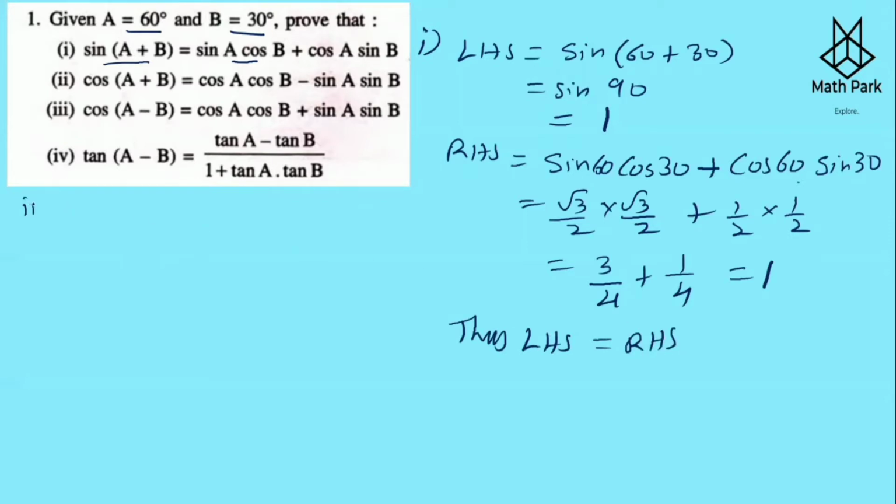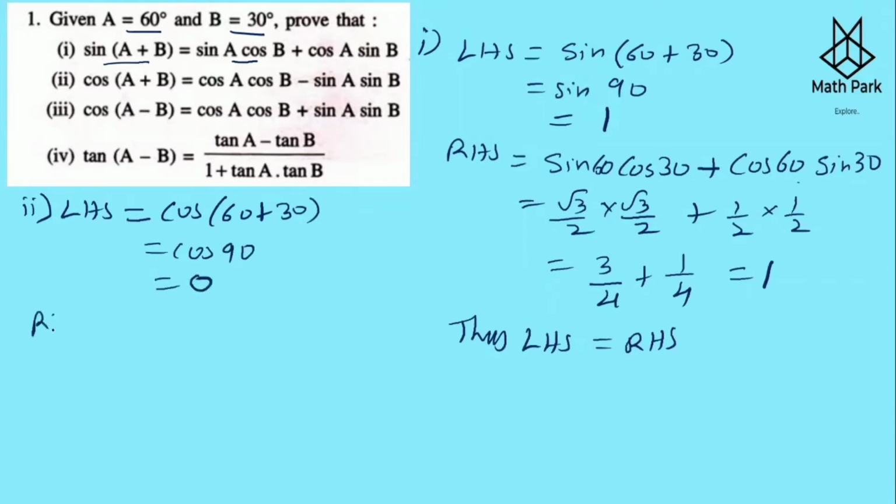Let us move on to the second part of this question, cos (A plus B). So let us take LHS of this, which is cos (A plus B). So cos A, that is cos of 60, plus B, that is 30. So we get cos 90, and cos 90 is equal to 0.